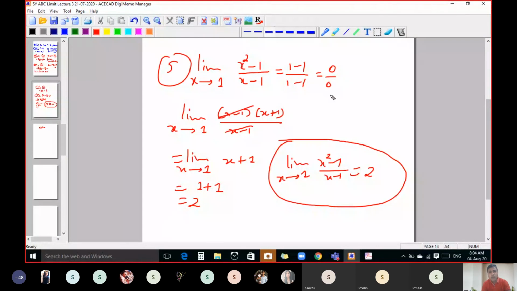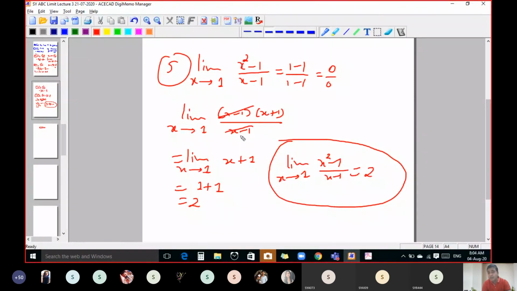Okay. Now, once we have a 0 by 0, what to do? So simply you have to factorize this. What is the factor of x square minus 1? We know that it is x minus 1, x plus 1, keeping this x minus 1 as it is, and we know that now we are able to cancel this.